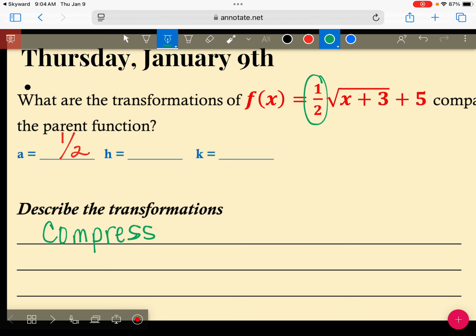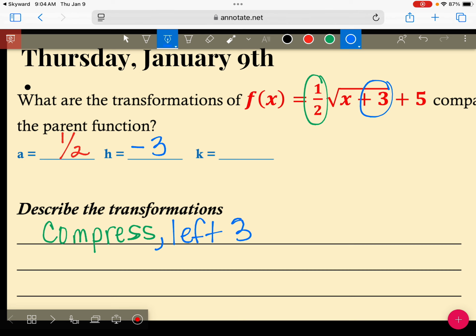Because of that 1/2, it's going to make it compress. H is always under the hood and you flip the sign. So under the hood, there's a +3. We're going to flip that to the opposite, which is a -3. What is that going to make our graph do? Go left 3.